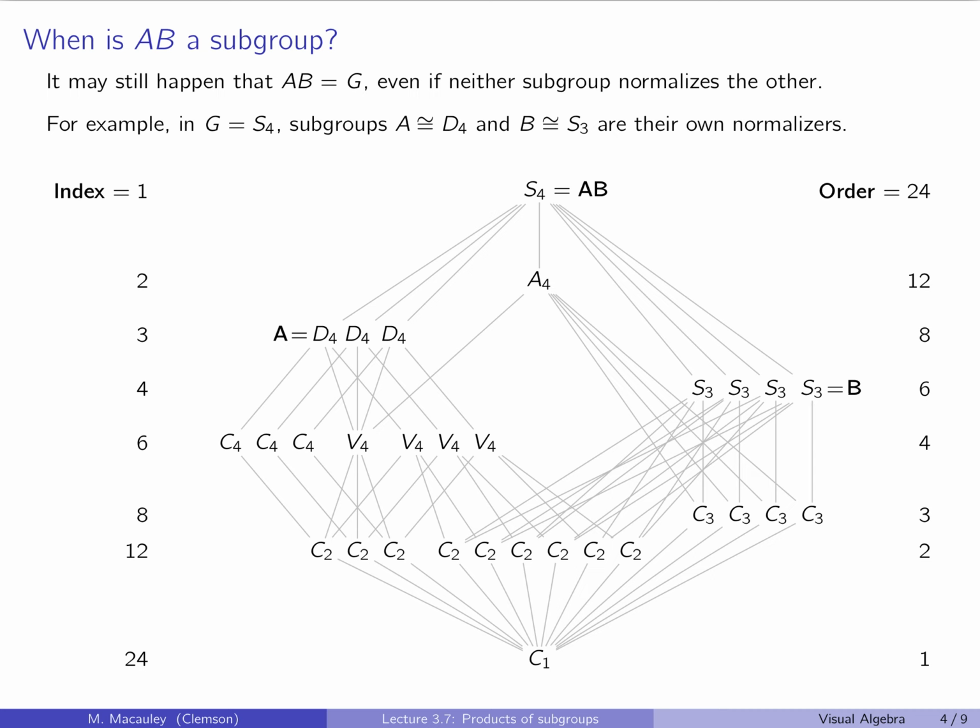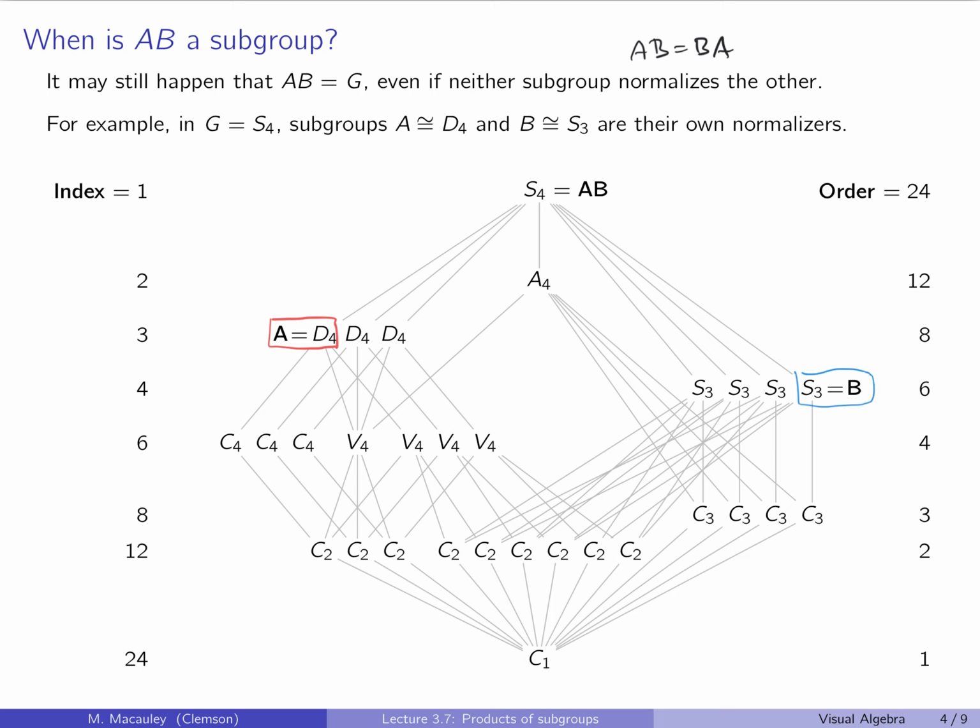A quick word of warning. It may still happen that the product of two subgroups equals G, even if neither subgroup normalizes the other. What we were really getting at in this condition was that AB had to be equal to BA. As an example, let's take S4, whose subgroup lattice is shown before, and let's take the subgroup A over here, so just one of the D4 subgroups, and let's let B be one of these S3 subgroups.